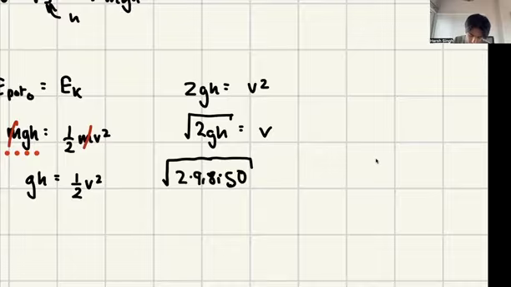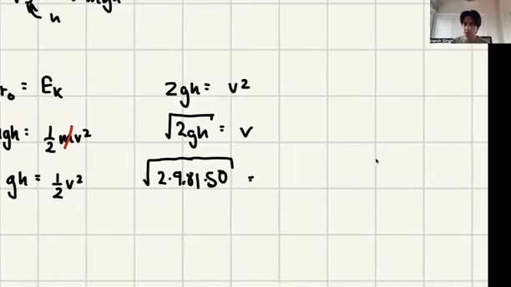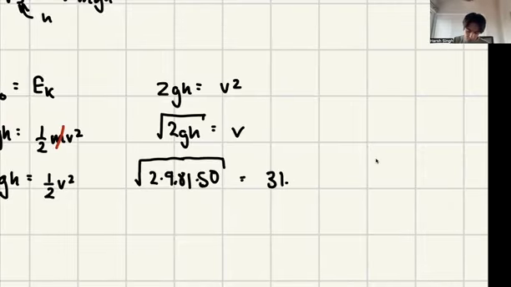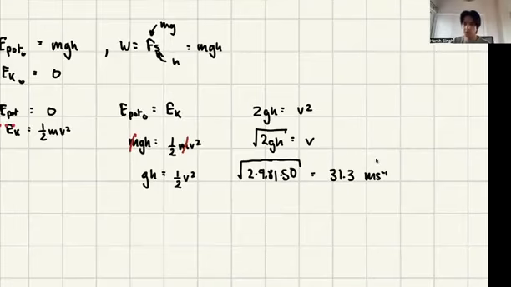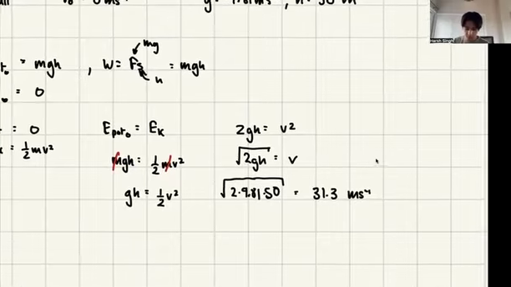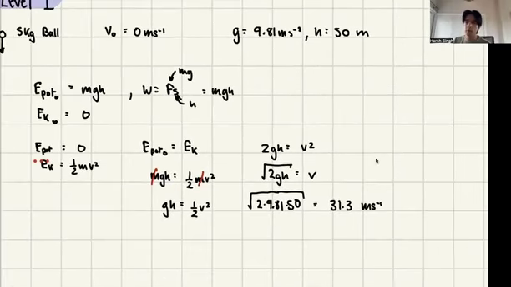times 50, and I erased way too much. Root of 2 times 9.81 times 50 is equal to v. And what's that equal to? 31.3 meters per second. That is approximately 100 kilometers an hour. I will now pass this back to Thyssen so that he can solve for the time it takes for the ball from the start of the fall to reach the ground.